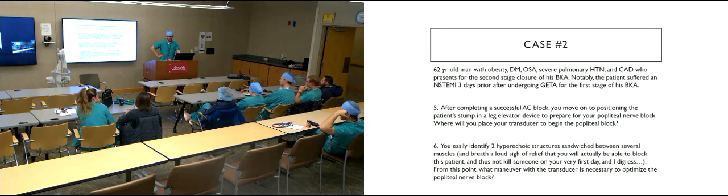After completing a successful AC block, you move on to positioning the patient's leg in a leg elevator device to prepare for your popliteal nerve block. Where do you place your transducer to begin the popliteal nerve block?